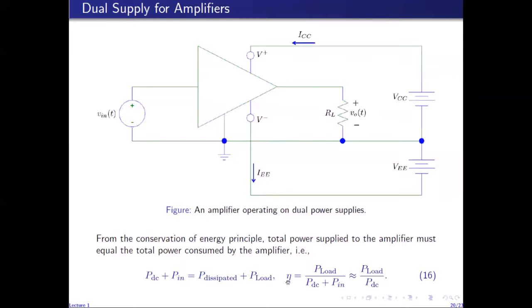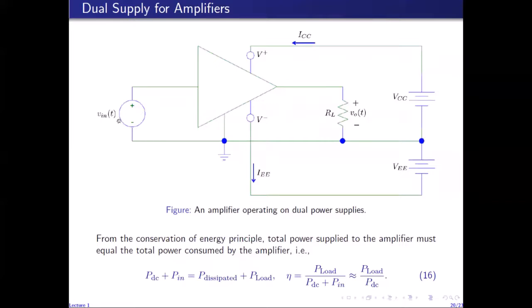Efficiency of the amplifier is given by the useful power, which is the power transferred to the load, to the total input power. Since V in is a very small signal, because amplifiers are used to amplify small amplitude signals. Otherwise, what is the use of an amplifier? So typically, V in is a very small amplitude voltage signal.